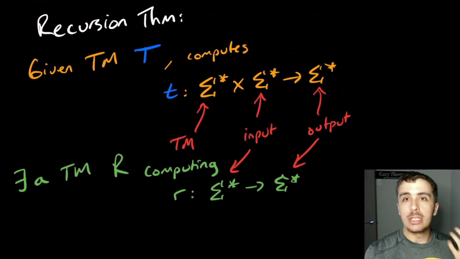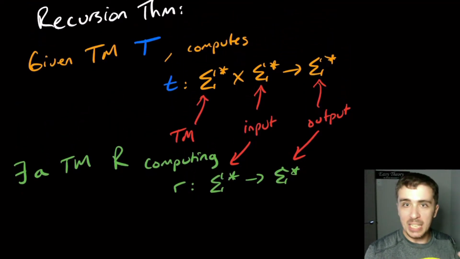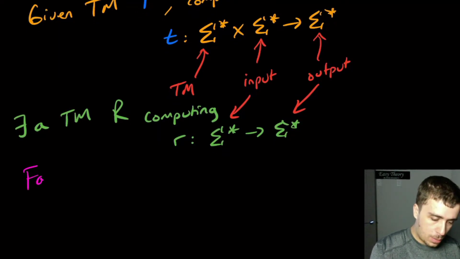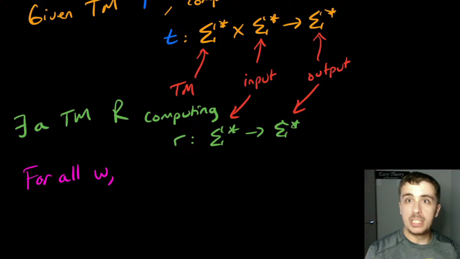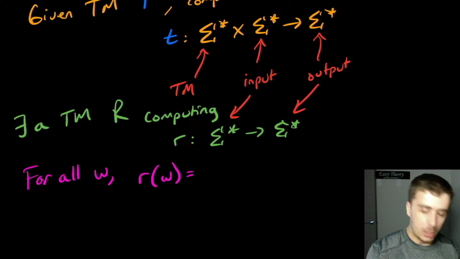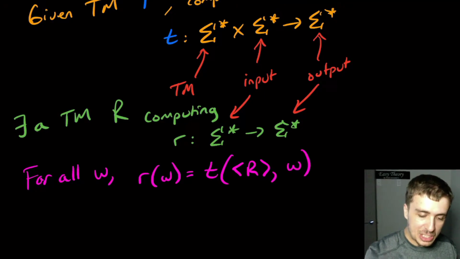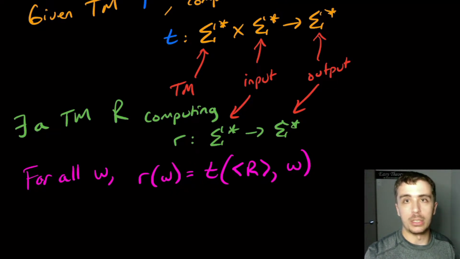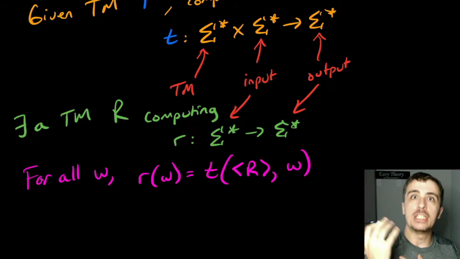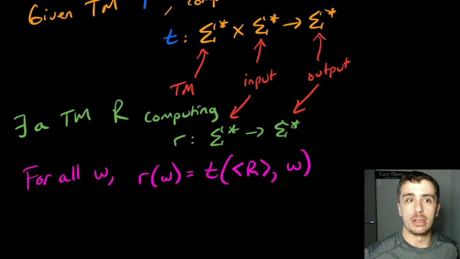Well, first off, we actually need to say what it actually means for them to be the same. Then for all inputs W, the r function is equal to the t function when fixing the Turing machine R and the same input over here. So notice that the Turing machine is right here, the input is here, and the input is right here too. And they are all equal to each other. So it does exactly the same function.